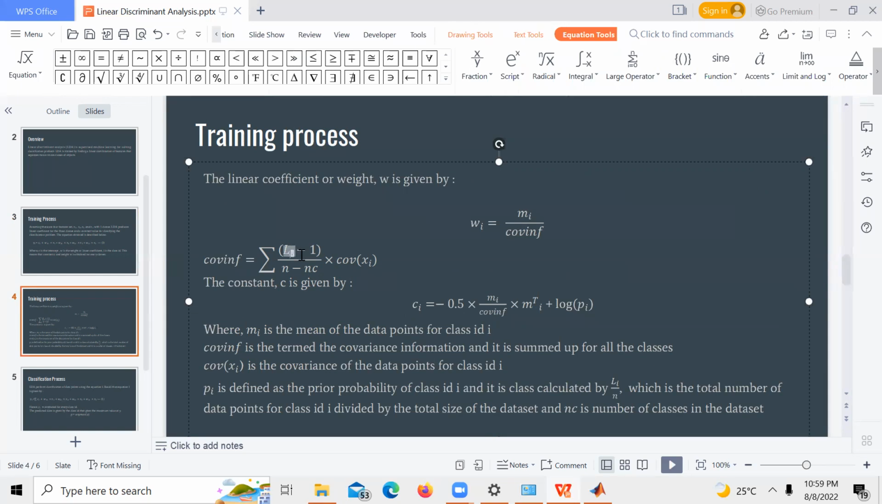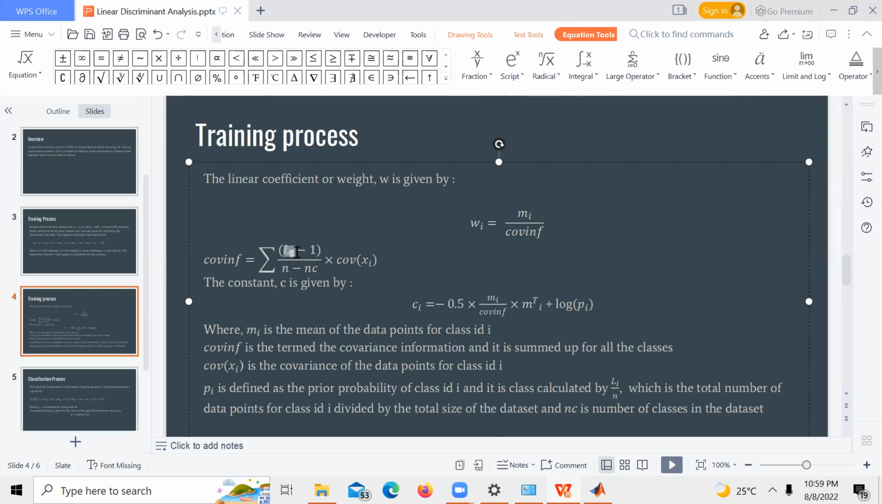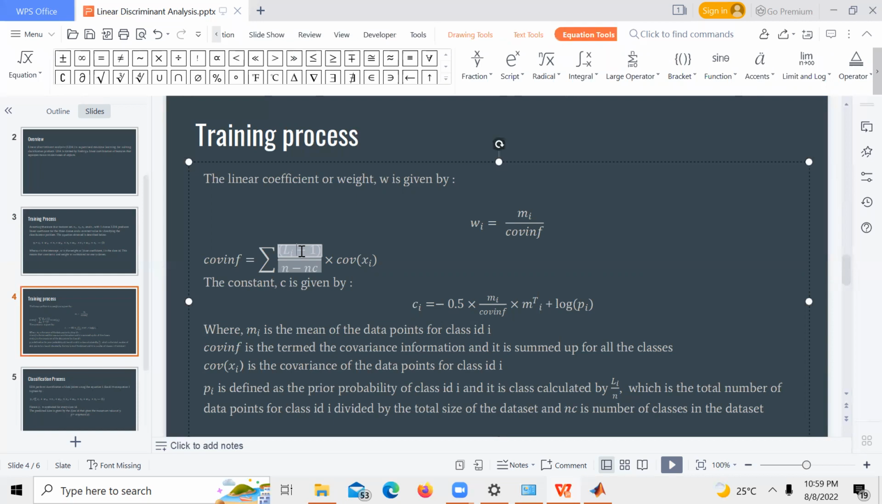So we find the numbers of record for a particular class. For example, in the first class, we have 50 records. So it will be 50 minus 1 over n. N is the total numbers of records, which is 150, minus NC, the number of classes in the data set, which is 3. I'm describing this 3, 150. This is for the Iris data set. So if we have some other data set, it should be specific to that particular data set.